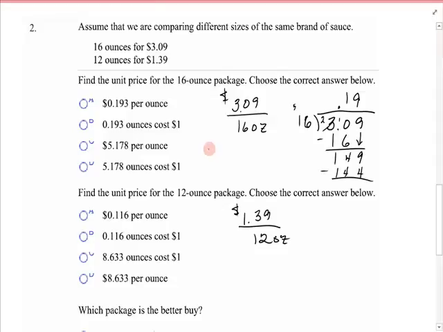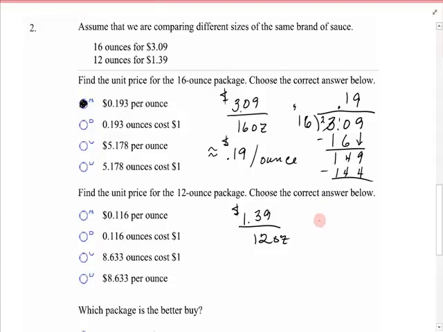It's approximately 19 cents per ounce. So if I look here, they went out one more decimal place than I did. So here it is. This is the 19 cents and a little bit more per ounce. So it's choice A.